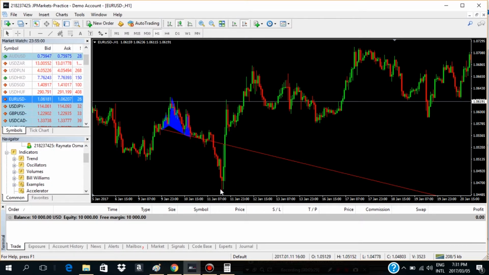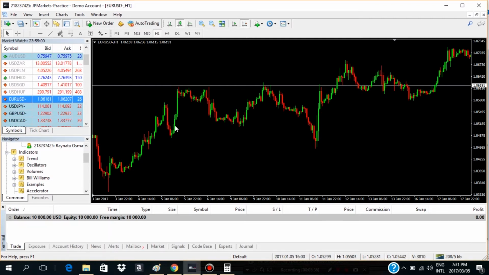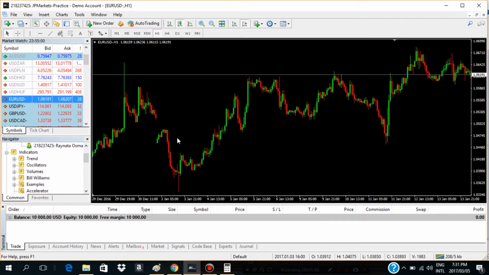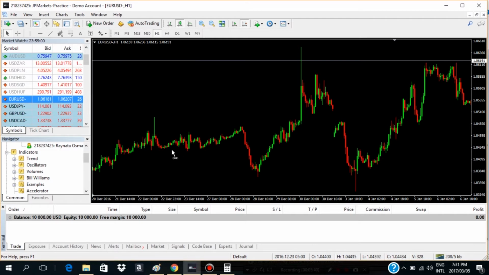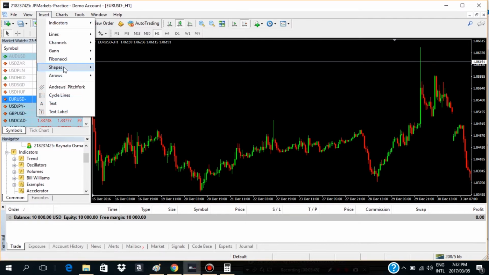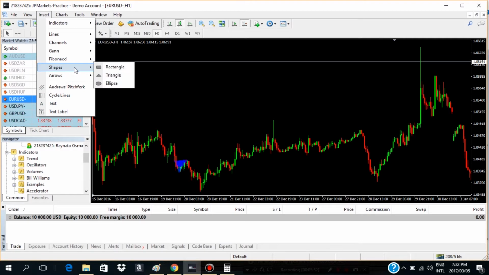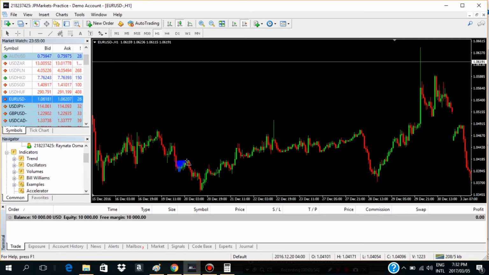Now let's look for another one. Hopefully this time we can find an inverse head and shoulders pattern. There we go, inverse. Now these patterns are popular on certain currency pairs. So you'll find that they work better on certain currency pairs than others. So your job is basically to find those currency pairs and then trade them.